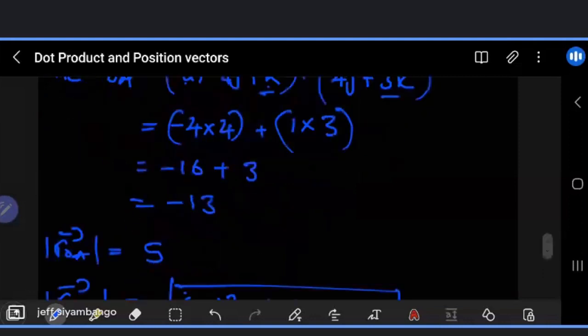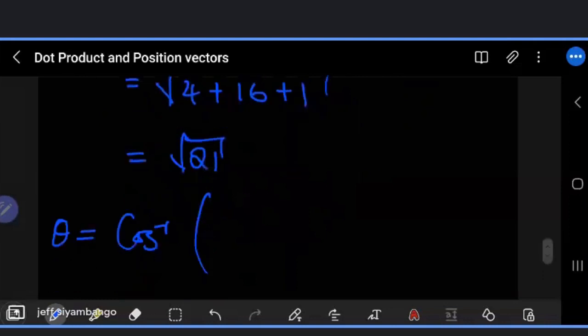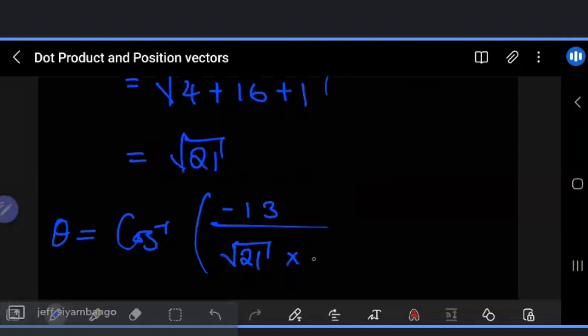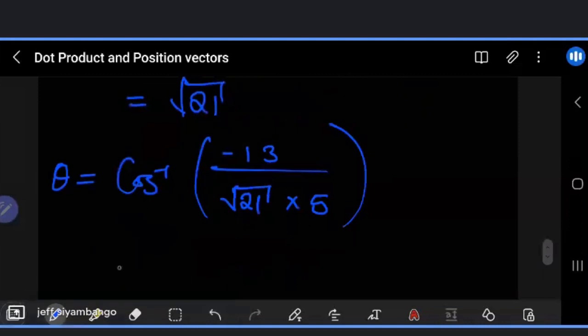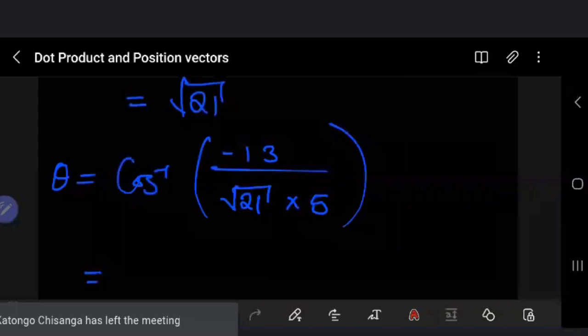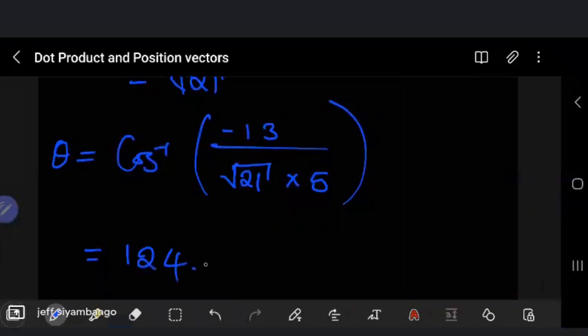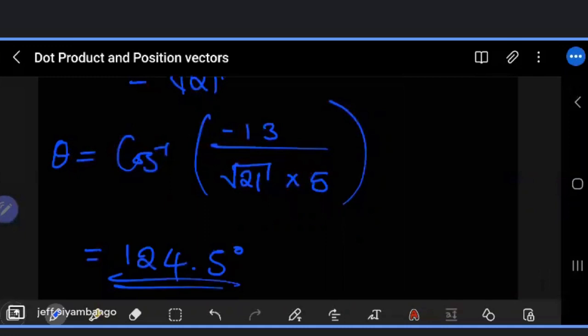So in the end, what we're evaluating here is cos inverse of the dot product. We had -13. You guys can verify that. -13 over the magnitude of RAC, which is √21. You can get it in decimal. Then multiplying ROA, which is 5. So what are we getting here? 124.5. So this becomes the angle in question. Okay, so do we have any questions here?